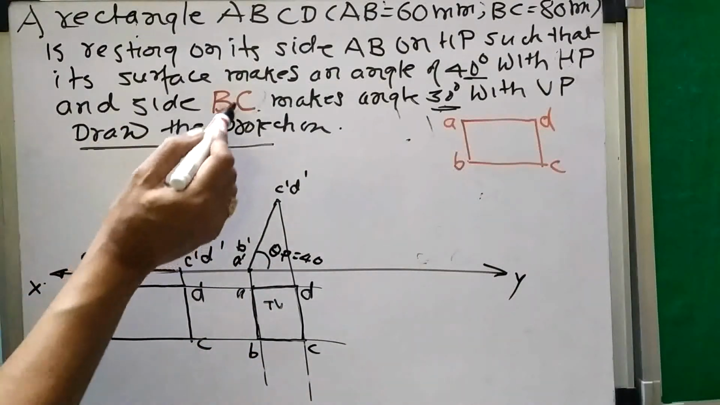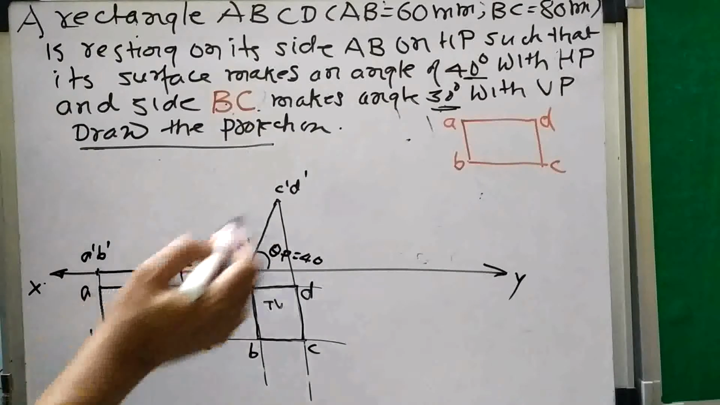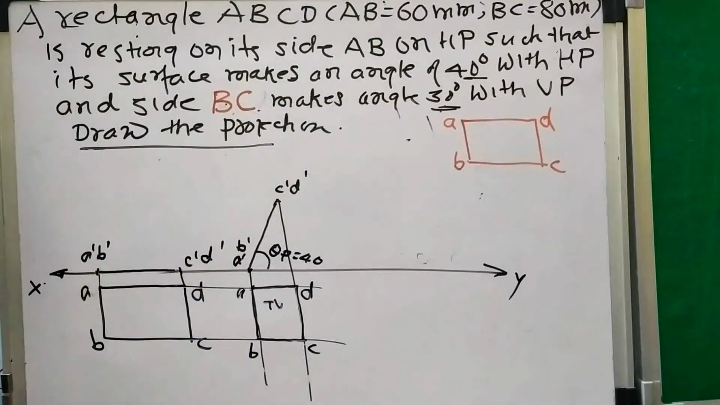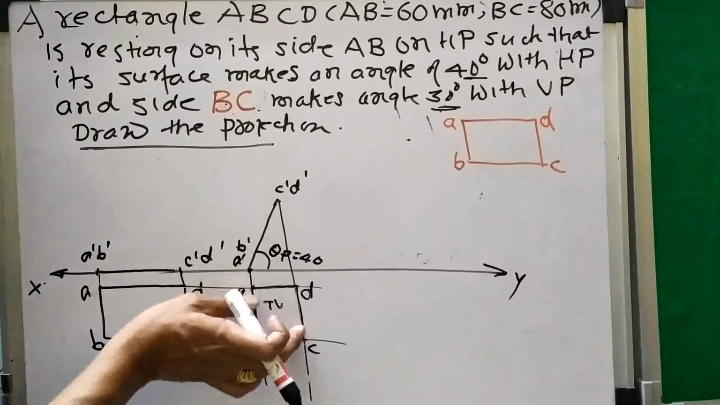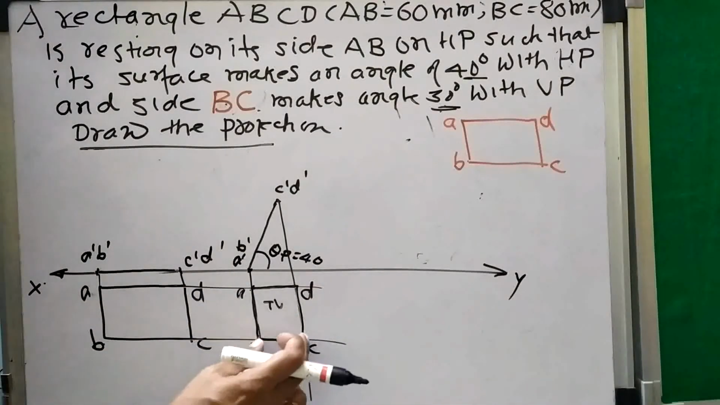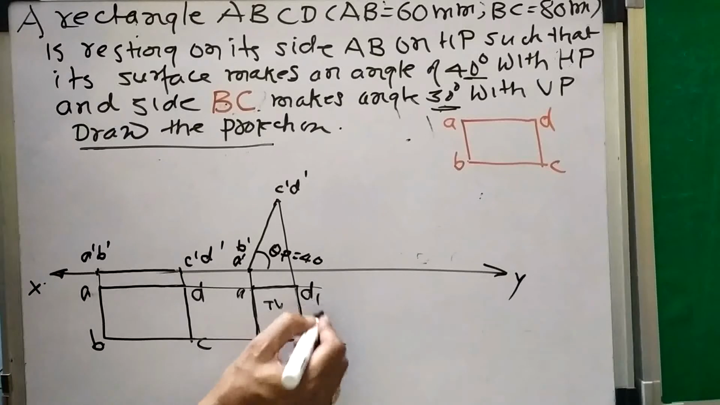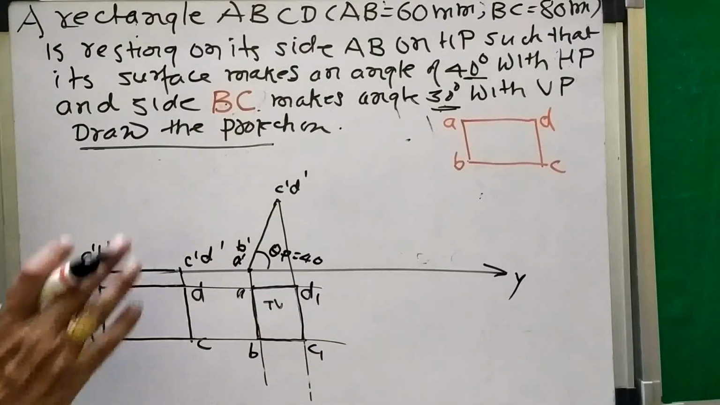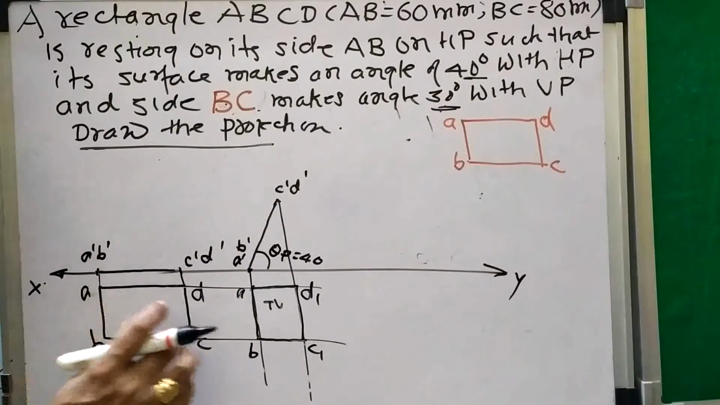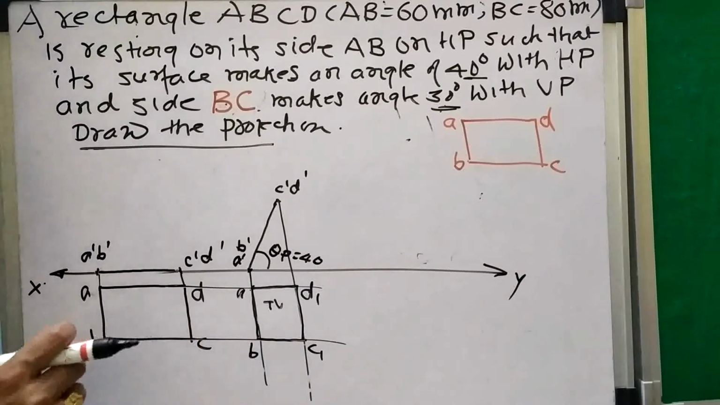Now in the second stage, this is first stage surface inclination. In the second stage, side BC makes an angle of 30 degrees. So instead of AB, now BC inclination is given. Now in this case, you have to turn this top view here with BC inclination. Let's take this as B1 C1 D1 for your understanding, so that I can compare BC and B1 C1.